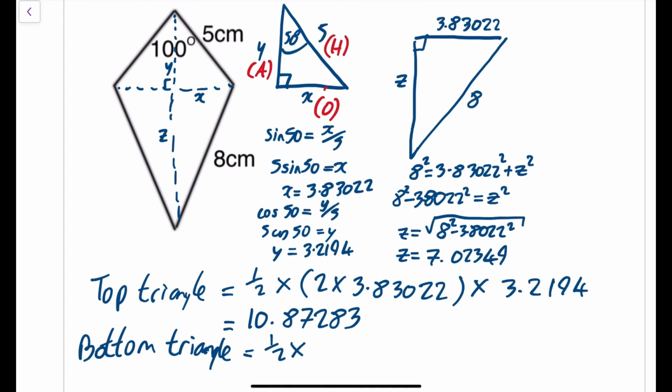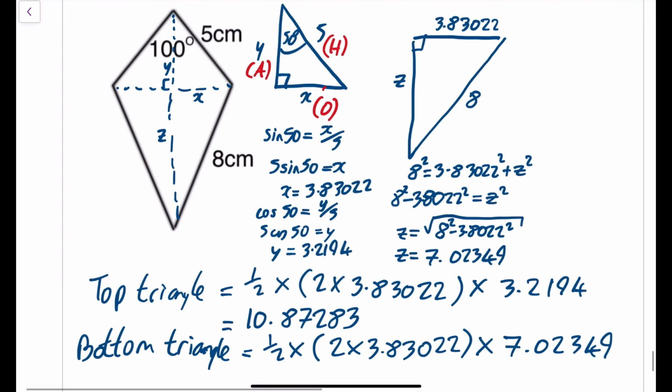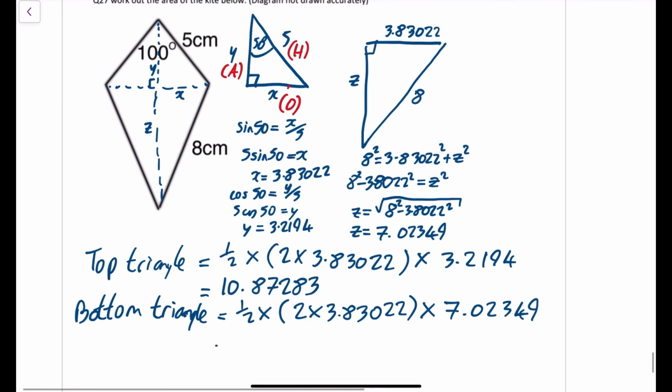Now my bottom triangle is a half times my base. Now the base of that bottom triangle is 2 lots of your 3.83022. Apologies. And your height of that bottom triangle is a z, which was 7.02349. And again, if I've done that correctly, that will work out to be 26.90151. And then your total area is just those two things added.